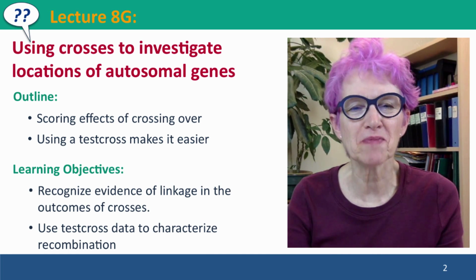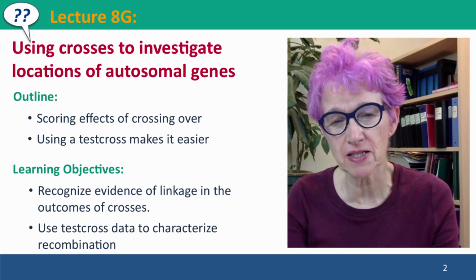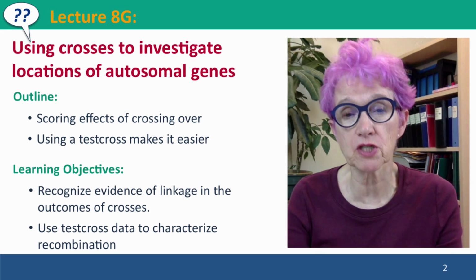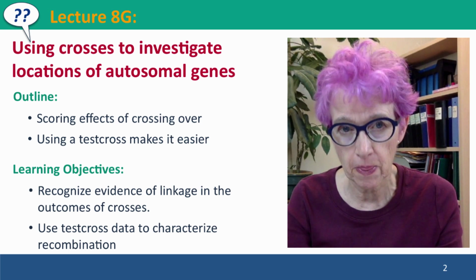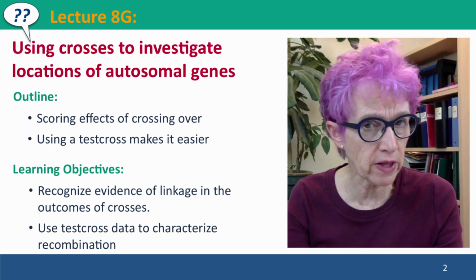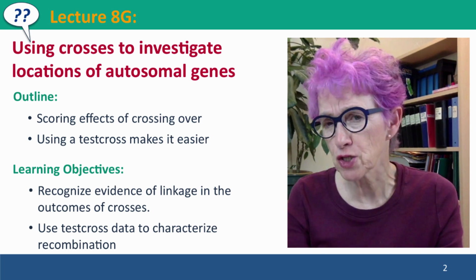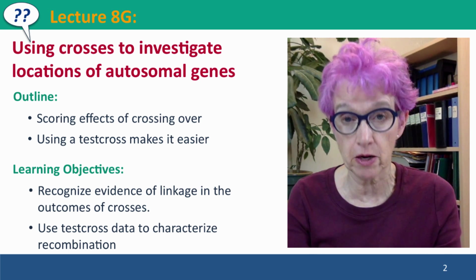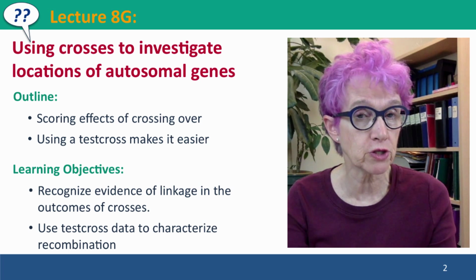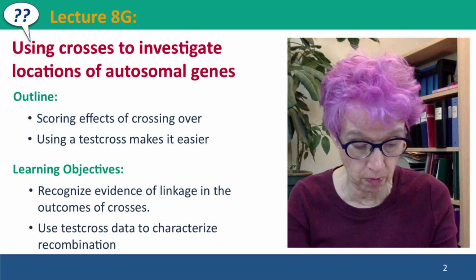Hi everyone, welcome to Lecture 8G of Useful Genetics, where we're going to be using crosses to find out the locations of autosomal genes relative to each other. We'll talk about scoring the effects of crossing over when it's hard, and about a technique called a test cross that makes it all much easier. And we'll use this to solve a particular genetics problem.